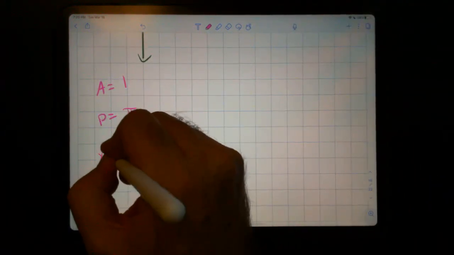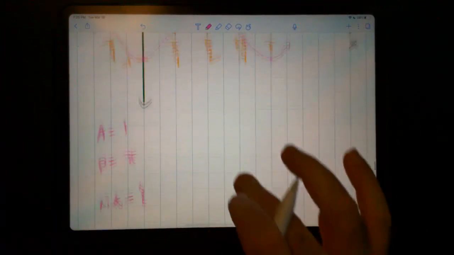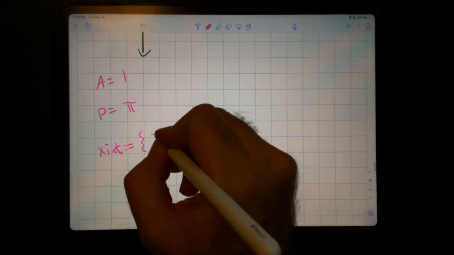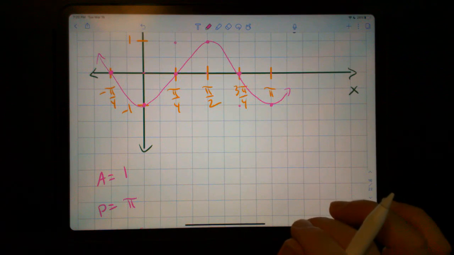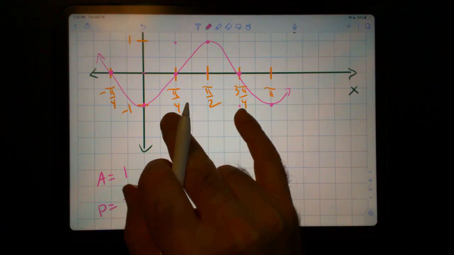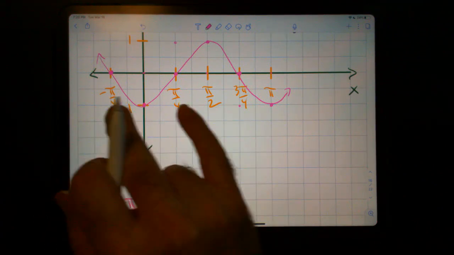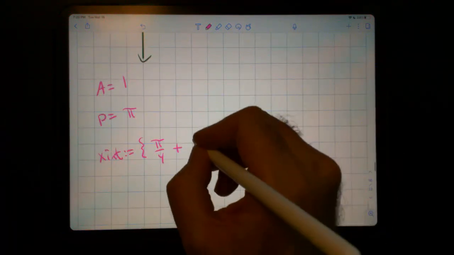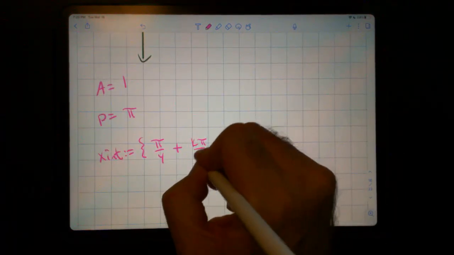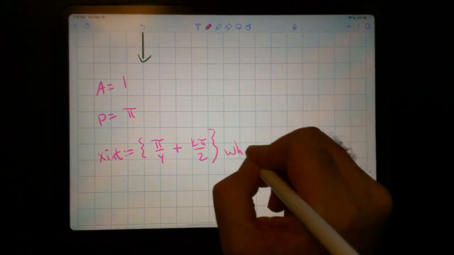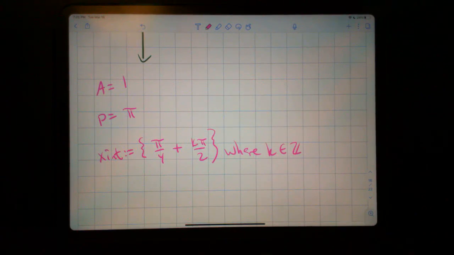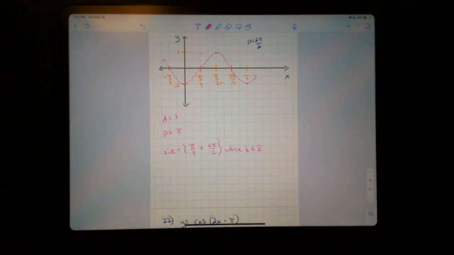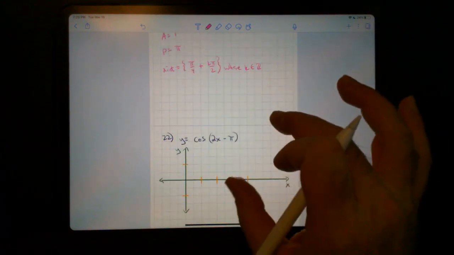So the amplitude is 1. Our period is pi, because our period is 2 pi divided by b. And the x-intercepts are at pi over 4, and then plus pi over 2, minus pi over 2. So multiples of pi over 2. And this is where k is an integer. Okay.